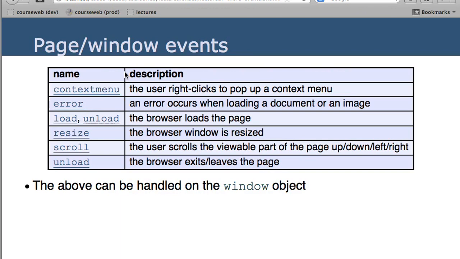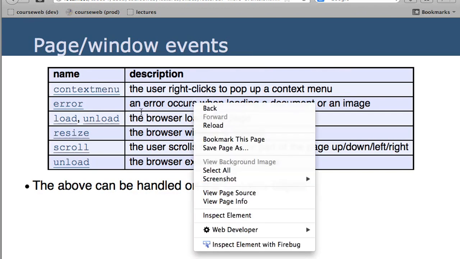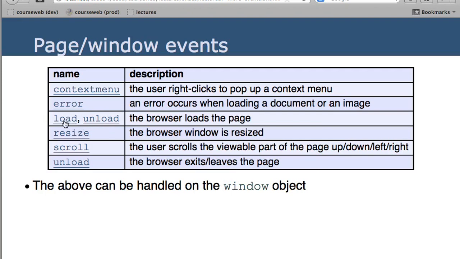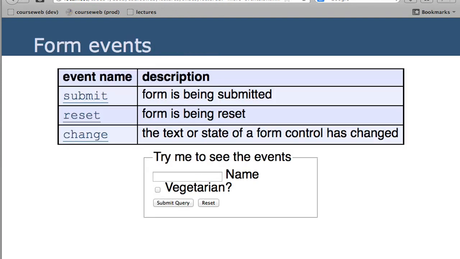Page and window events. Context menu is an event for if you right click and you get a pop-up menu. That's what that is. Let's see, load and unload. We've done something with window.onload. That's when the page finishes loading. Unload is actually very useful sometimes. It's fired just before you're about to leave the page. So you click a link, you hit the browser's back button, you do something that causes the browser to go away from the page. Just before it goes away from the page, it fires this unload event. Resize is when we resize the window. Scroll is when we scroll, and so on.